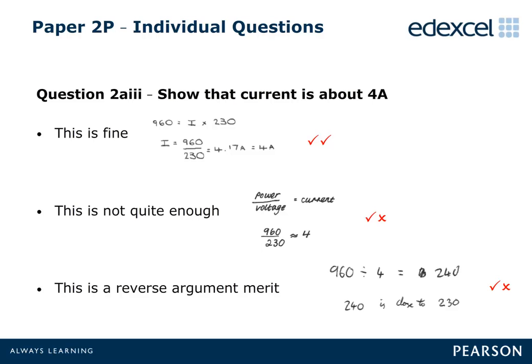The second example attempts a demonstration but goes straight to the approximate value without demonstrating why it is approximate. So 1 mark only. The third example is a reverse argument. It starts with an assumption that the current is 4 amps. This is a valid argument, but does not answer the question directly. Only 1 mark was available for this approach.